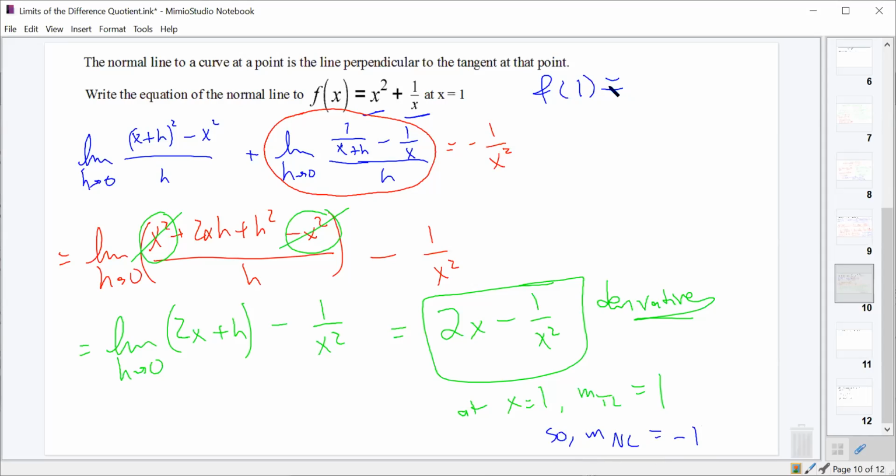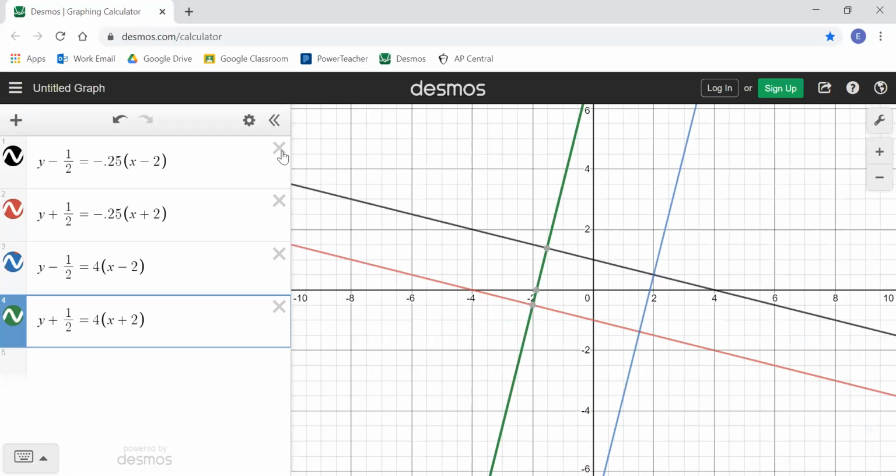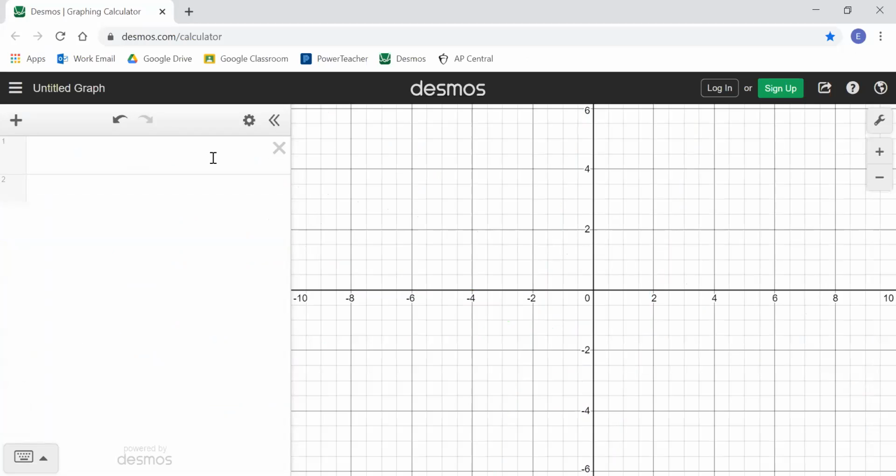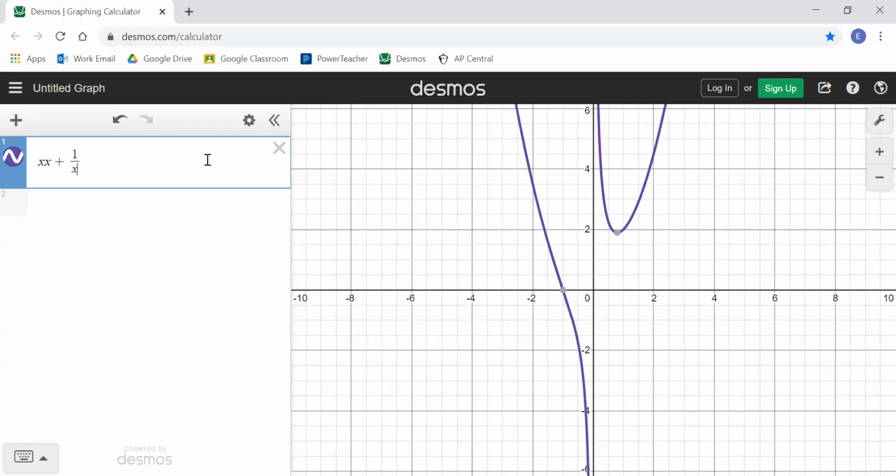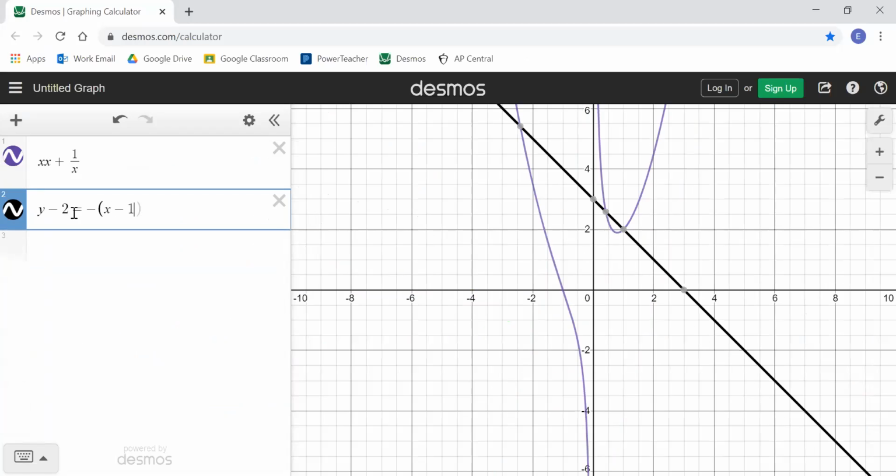And what's f of 1? It should be 2. And so our equation should be y minus 2 equals -1 times x minus 1. And we can go into Desmos and graph this all and see what it looks like. So there's x² plus 1/x. And we have y minus 2 equals -1 times x minus 1.